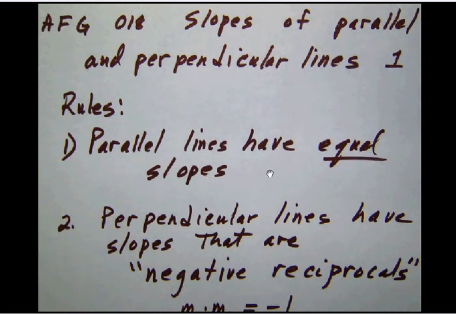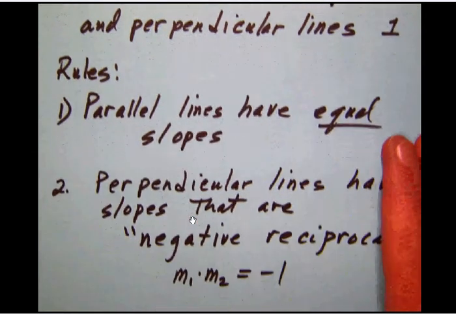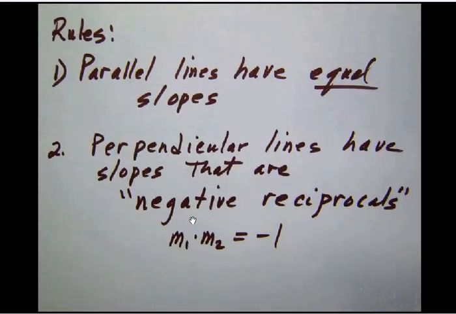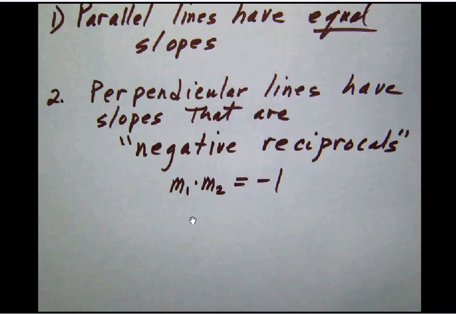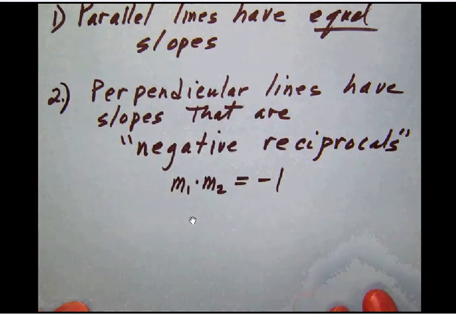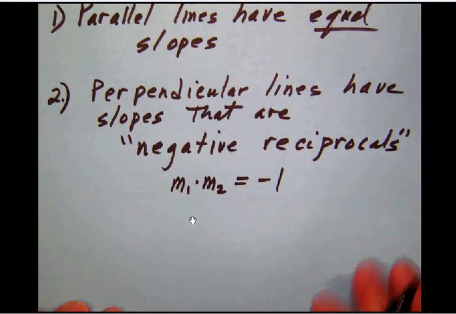are exactly the same. On the other hand, two lines that are perpendicular, in other words, meet at right angles, will have slopes that we say in English are negative reciprocals. Now, the math way of dealing with this is to say that the product of the slopes m1, m2 is -1. So let me give you a couple of examples of that.